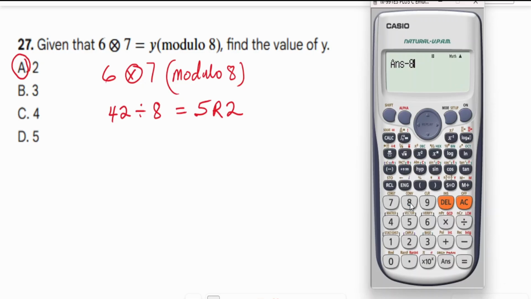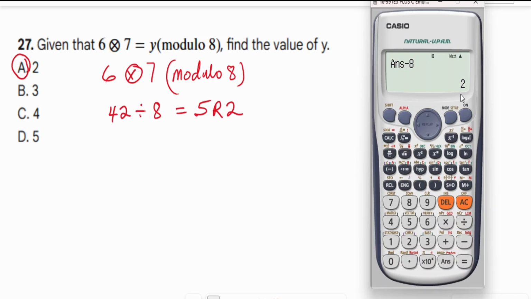So let's do that. Minus 8 equals 34. So 42 minus 8 is 34. We are going to subtract 8 again. We don't have to keep doing minus 8, but once we see the answer minus 8 here, we just have to be hitting equal to. So minus 8 again gives us 26. Minus 8 again gives us 18. Minus 8 again gives us 10. And then minus 8 again gives us 2. 2 is the first number that is less than 8, and that is our answer. So that is how you can use the calculator to work modulo problems.